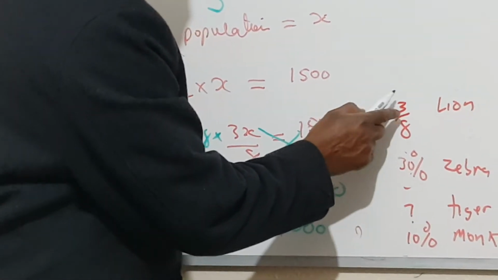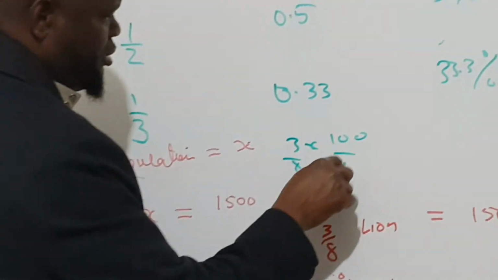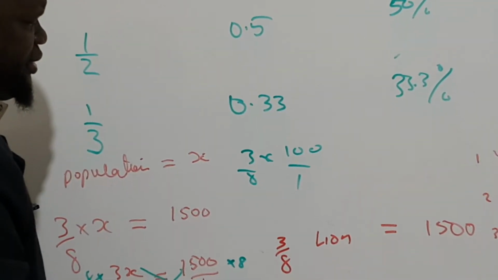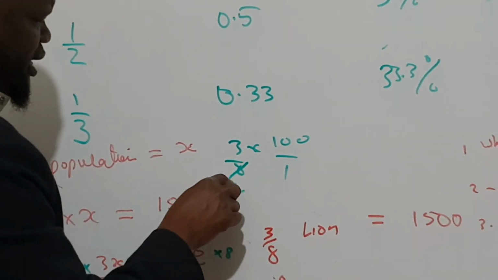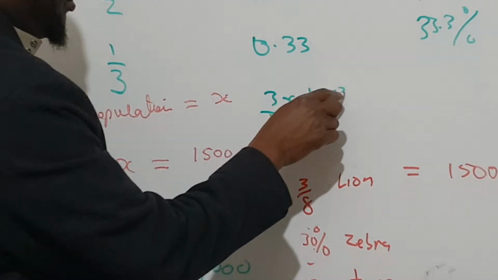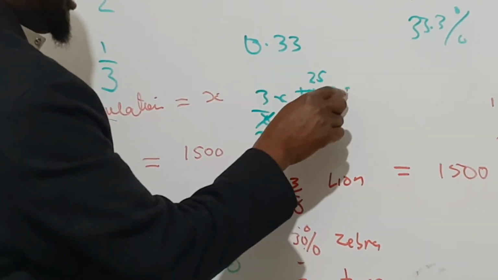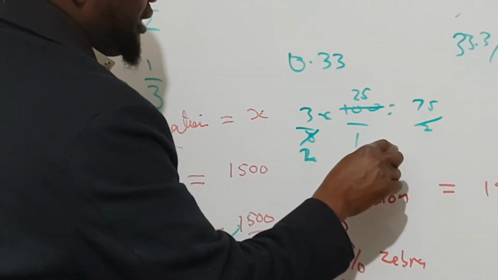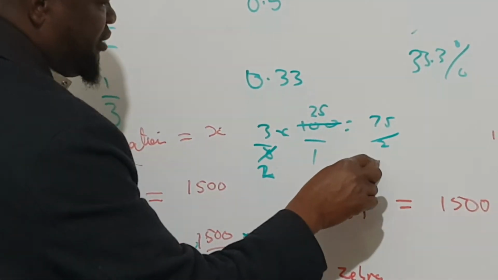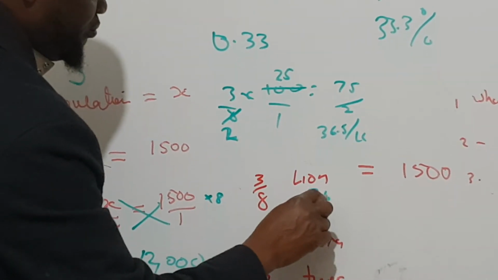So we convert this into percentage, yeah. 3/8 times 100. You have to add 100% of the percentage. So basically, 4 can go into 8 2 times. 4 can go into 50, how many times? 25 times. So this is equal to 25 times 3 is 75 divided by 2, which is 37.5%. So lion is 37.5%.